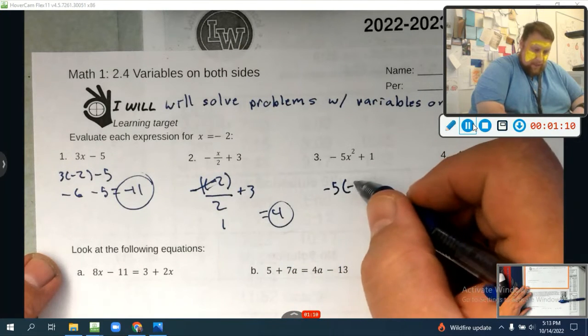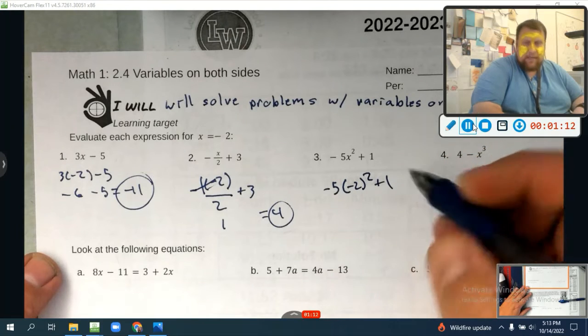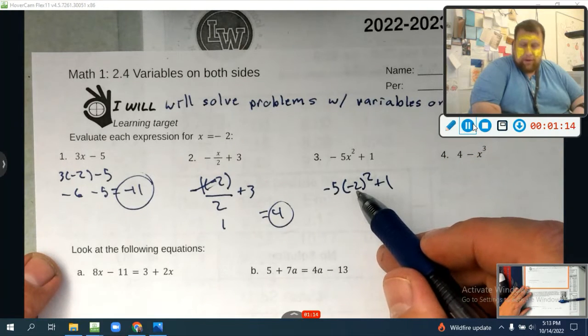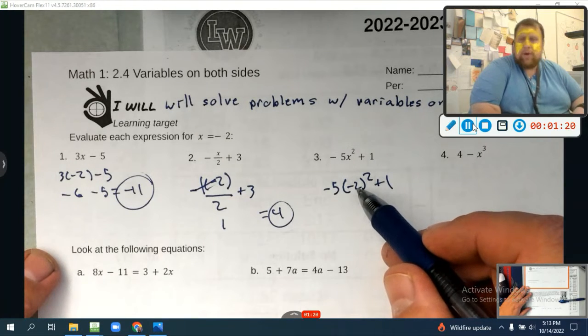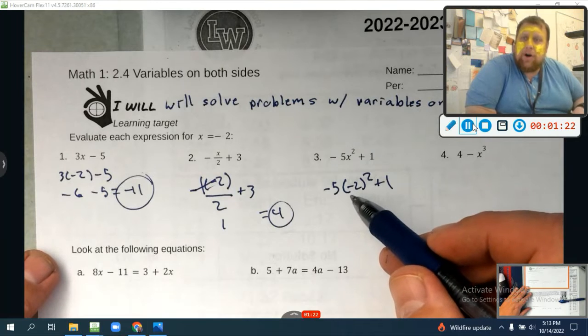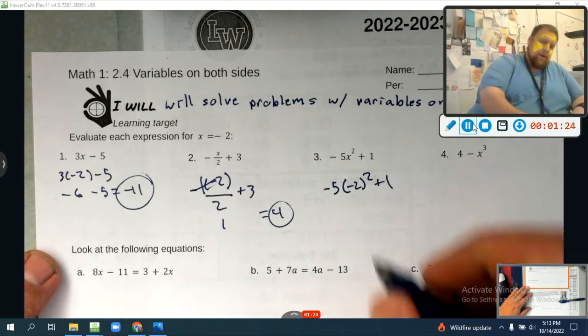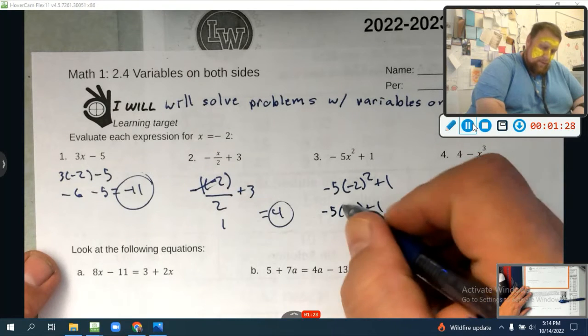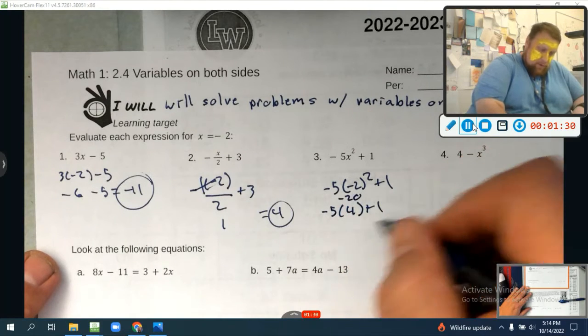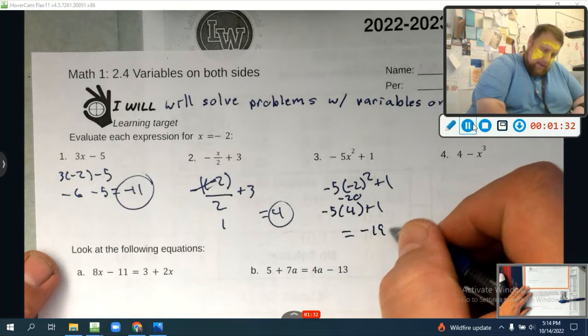-5 times -2 squared plus 1. Guys, please put your numbers in parentheses when you're filling in and subbing in. This is the biggest mistake I see happening. -2 squared is +4, not -4. So this ends up being -5 times +4 plus 1, which is -20 plus 1, or -19.